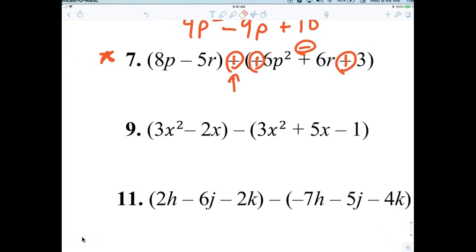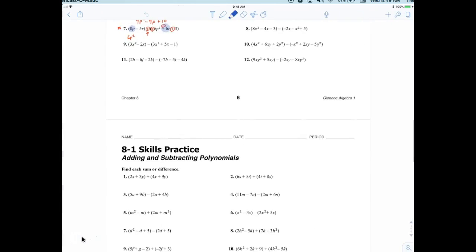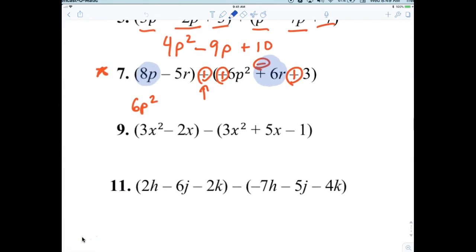Okay, so now, again, here is where you should start to put things in the right order, though. All right? The largest exponent usually goes first. So in this case, it would be 6p squared. Now I'm combining what? 8p and negative, that's not a p. It should have been. All right, so, sorry. So it's 6p squared plus 8p.